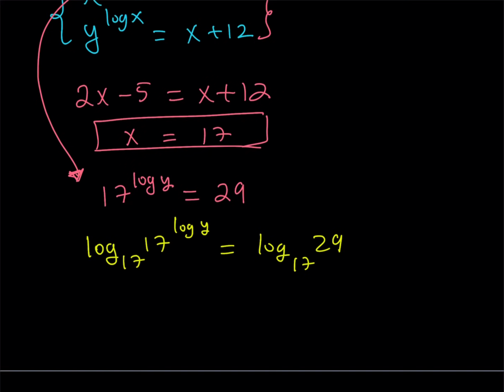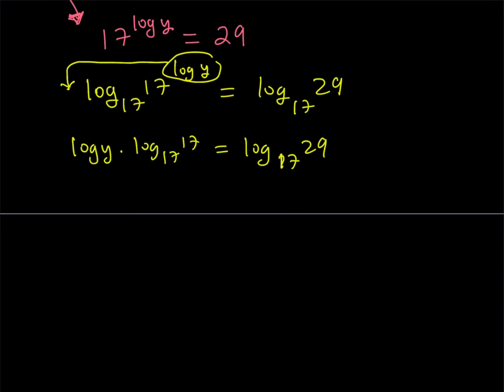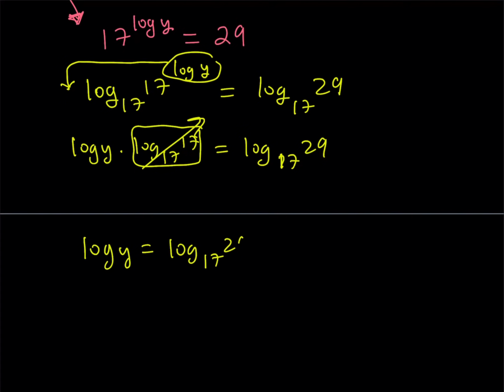This is nice because log Y can basically be moved to the front and multiplied by this whole quantity, and it just becomes a coefficient. So we get log Y multiplied by log 17 base 17 is equal to log 29 base 17. Okay, now what is log 17 base 17? It's equal to 1, right? Because the question is 17 to the power what number equals 17? The answer is 1. So we can just basically get rid of that, and that gives us log Y is equal to log 29 base 17.